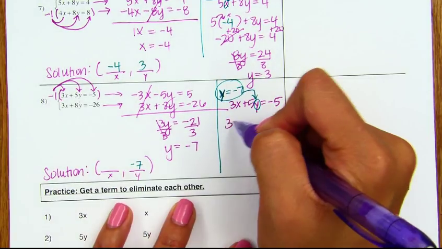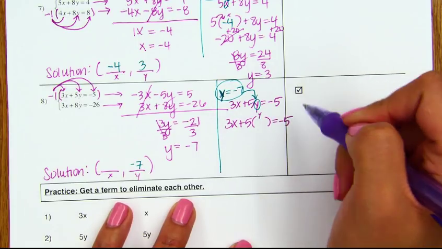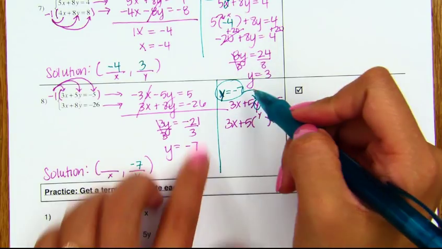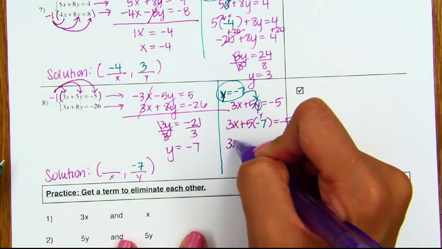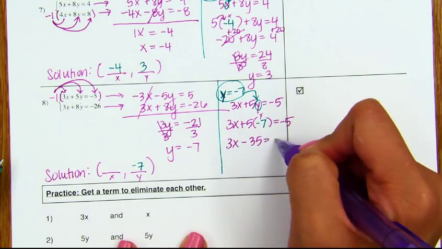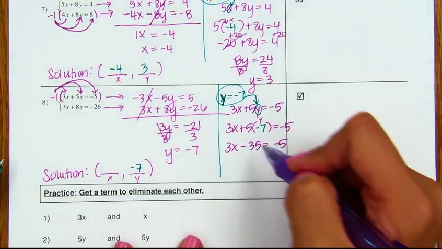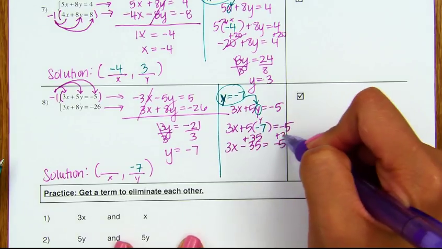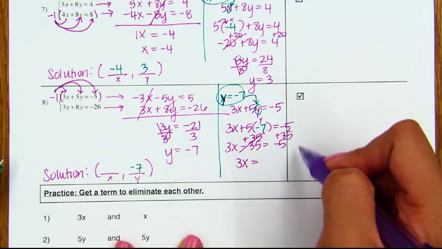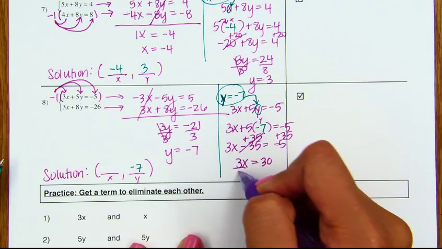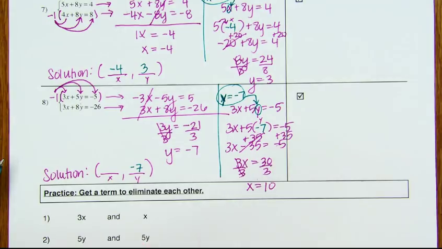Now I have 3x plus 5 times the quantity for y equals negative 5. What goes in for y? According to my work, it's a negative 7. So here we have 3x minus 35 equals negative 5. We're going to get rid of this constant, so instead of subtracting 35, we're going to do the opposite and add 35 to both sides, leaving me with 3x equals negative 5 plus 35 is a positive 30. So divide both sides by 3, and I'm left with x equals 10.